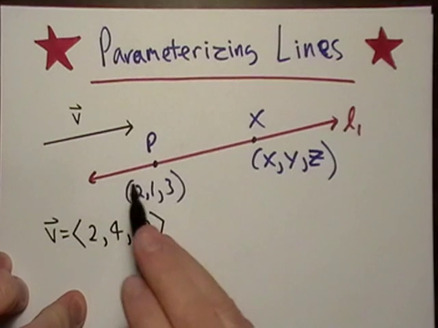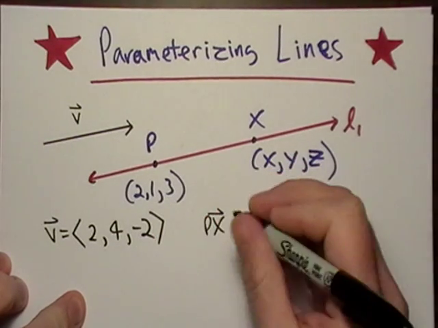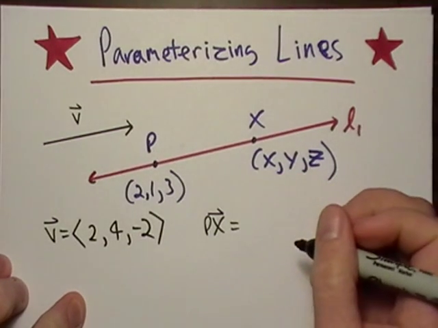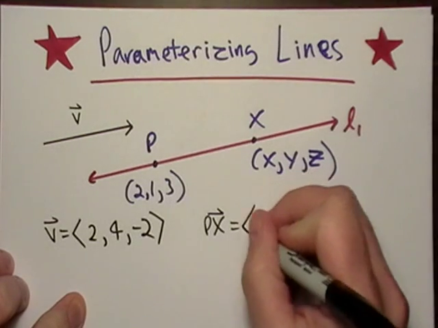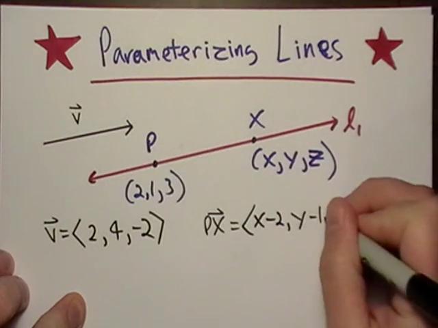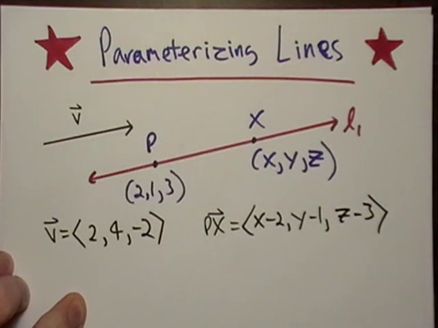So first of all, let's see if we can define the line segment PX as a vector. That will be x minus 2, y minus 1, and z minus 3. Did it fit on the page? Yes, okay.